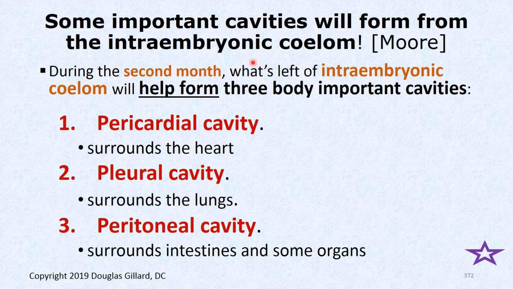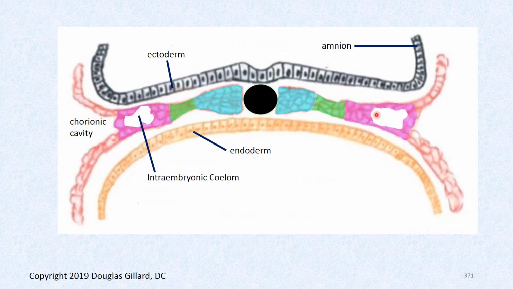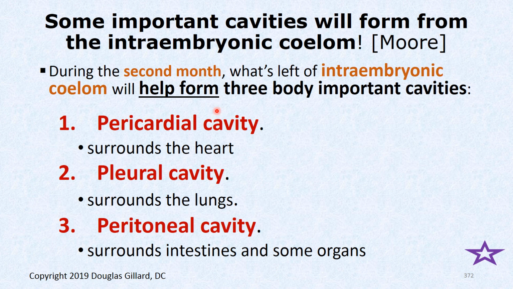So this is down the road. This is the second month, week 8 or so. But these cavities right here and here are going to help create some really important structures. So we have the pericardial cavity around the heart. When my fifth quarter students make it through my pathology classes, they know cardiac tamponade can occur. You can die from bleeding inside the pericardial cavity.